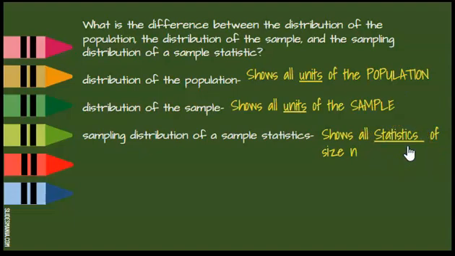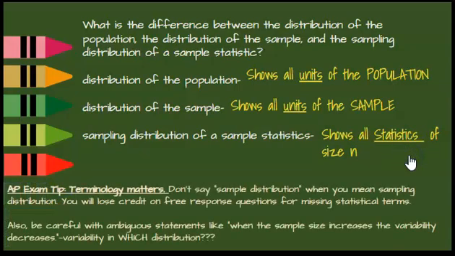Now, these words are confusing and it's easy to get them confused. You have to stop and think about it. So here's a tip for you. Don't say sample distribution when you mean sampling distribution. You will lose credit on free response questions for missing statistical terms. I know that feels like splitting hairs, but it is important. It's a sampling distribution of sample statistics.